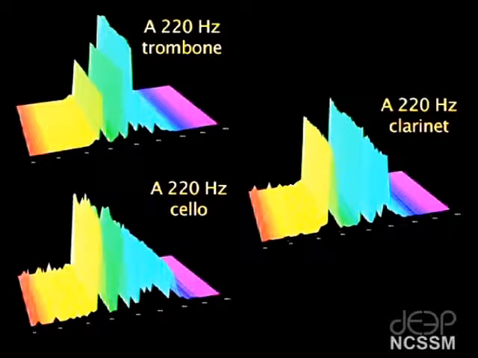Note the similarities between the harmonics in the cello and the trombone and the clarinet. Note the differences. Take a moment to write down one similarity and one difference that you can see.